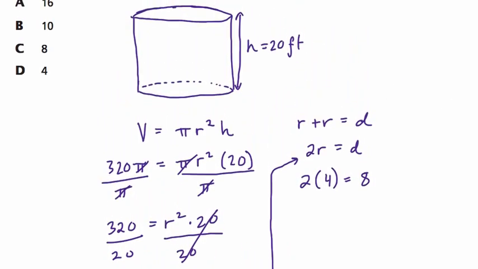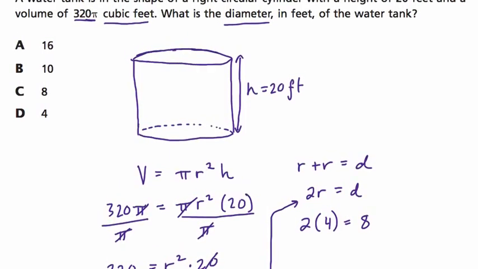And if you want to, you can check this. Plug in 8 for your diameter, recalculate, plug in 4 for the radius, square it, multiply by pi and 20, and you will get the volume. Anyway, the answer is 8.